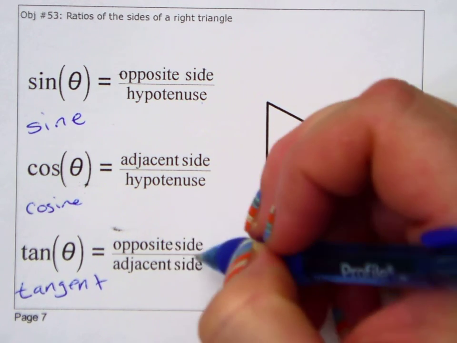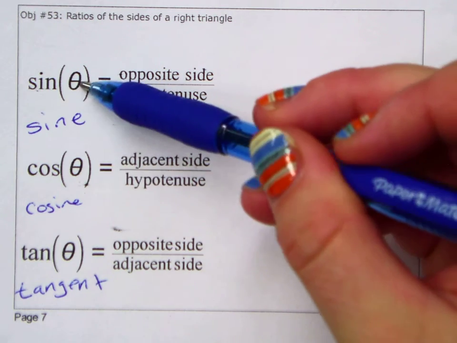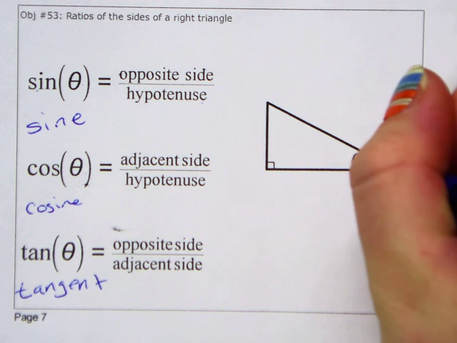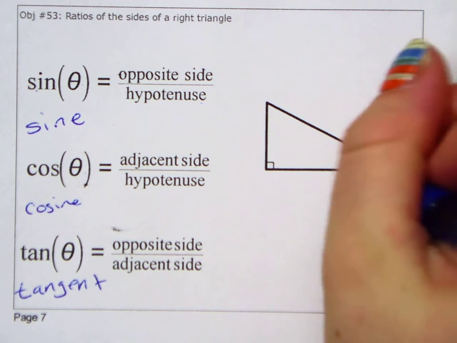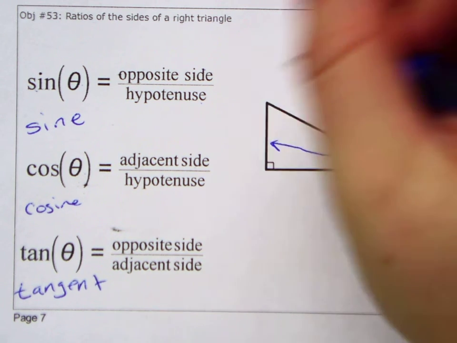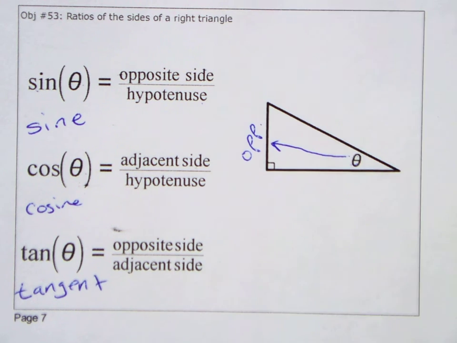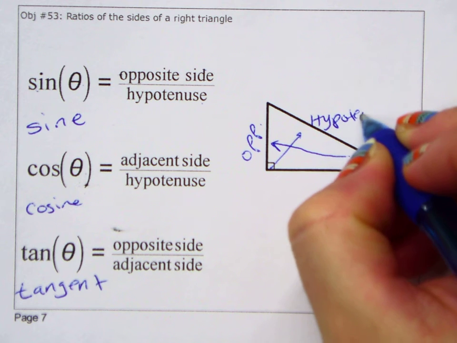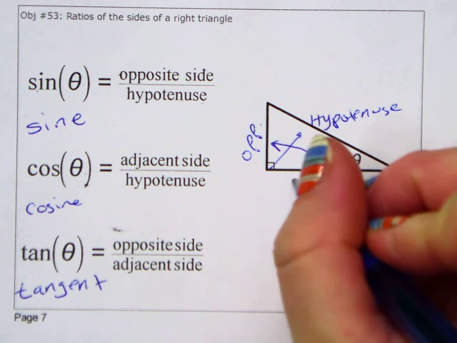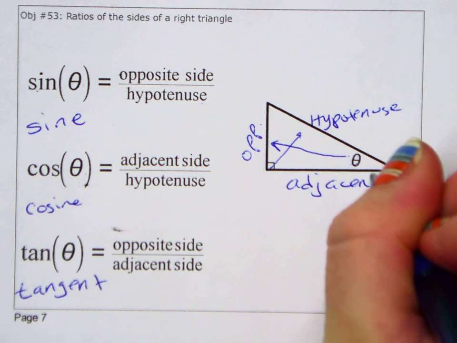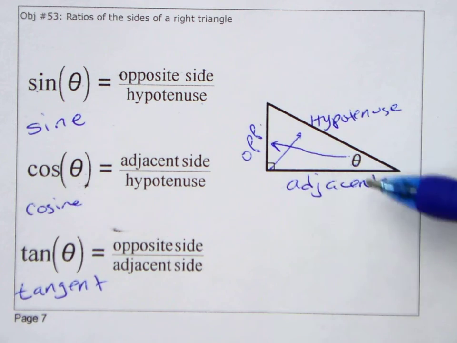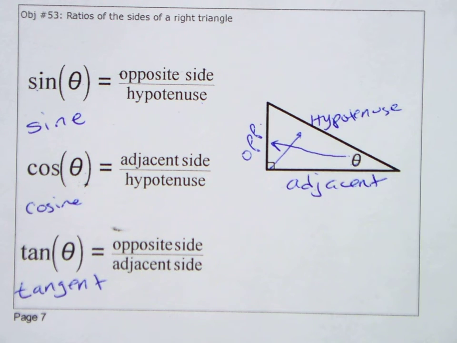So when we say opposite over adjacent, notice it's sine of the angle, cosine of theta, tan of theta. So what side is opposite of theta? Opposite means across from. So this is your opposite. Where's the hypotenuse? That's your hypotenuse. And adjacent is next to. So sine is opposite over hypotenuse, cosine is adjacent over hypotenuse, and tan is opposite over adjacent.